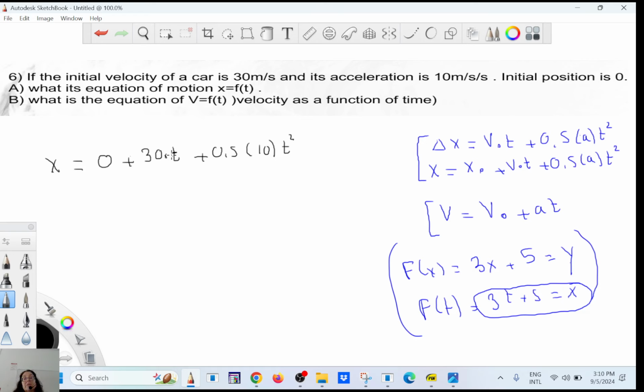So it's like in math, it's called a quadratic equation, but the x that you usually use in math, it's going to be the time, and the y that you usually use in math, it's going to be the x. Okay? You connect the dots. So let's make it more aesthetic here. So it's going to be 30t. 0.5 times 10 is 5, so 5t squared. It's a function of time. Do you understand?